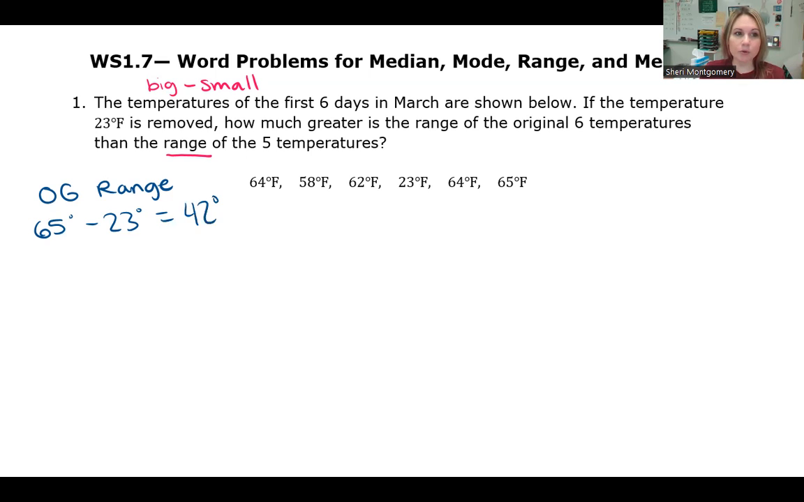Now we need to remove 23. It says remove 23. Now we're going to find our new range. So what's the biggest number? Still 65. And what's my new smallest number? Yeah, I think it's 58. So let's subtract and find what that range is.